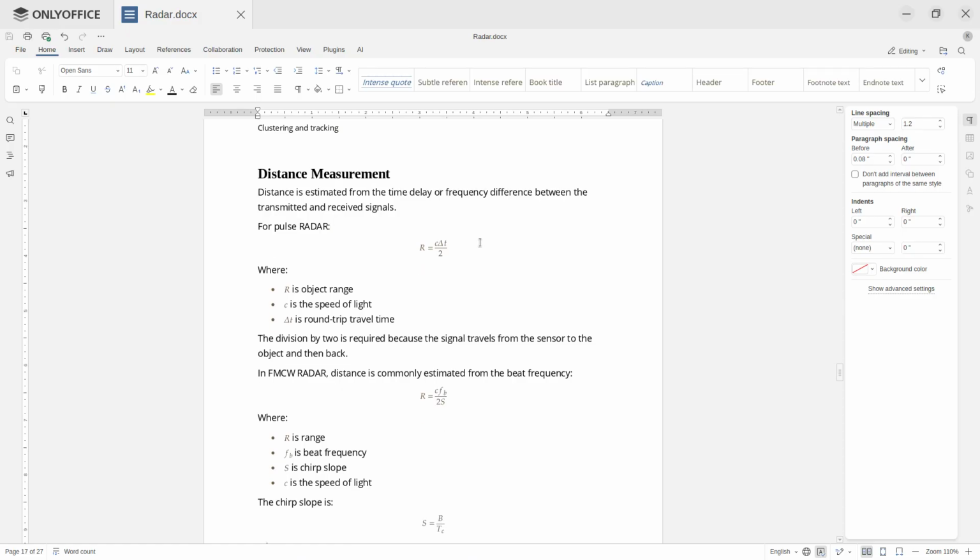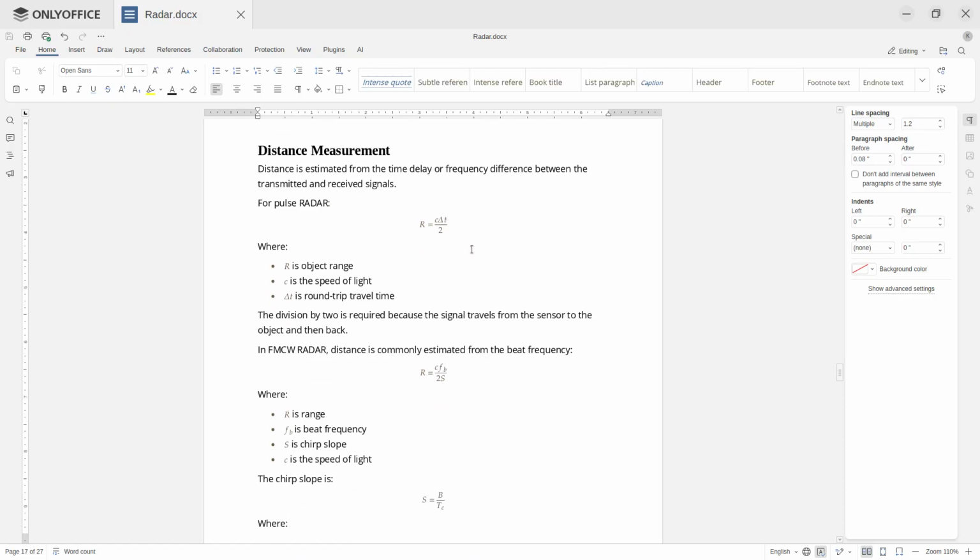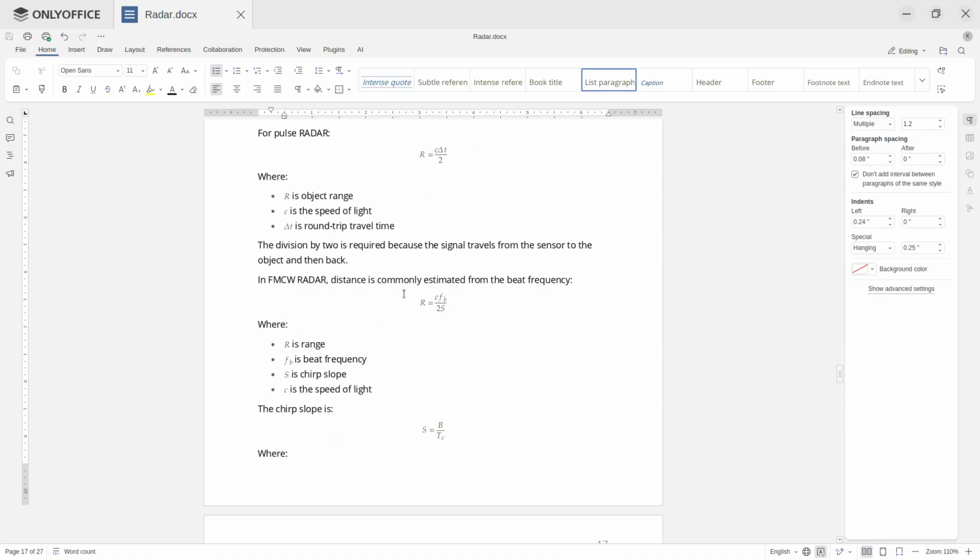For pulse radar, R is equal to C times delta T by 2. All these are actually variations of speed equals distance by time. That's all. Where R is object range, C is the speed of light, and delta T is the round trip travel time. The division by 2 is required because the signal travels from the sensor to the object and then back.